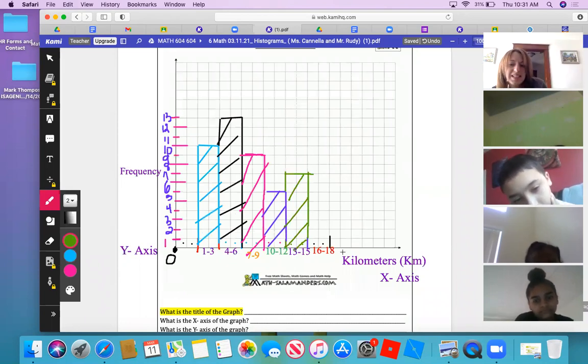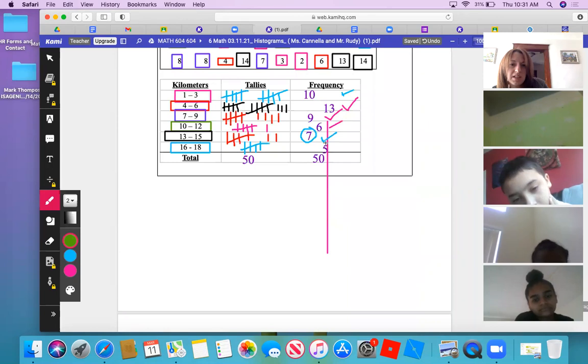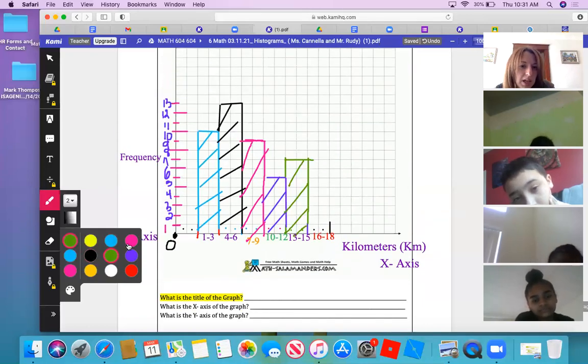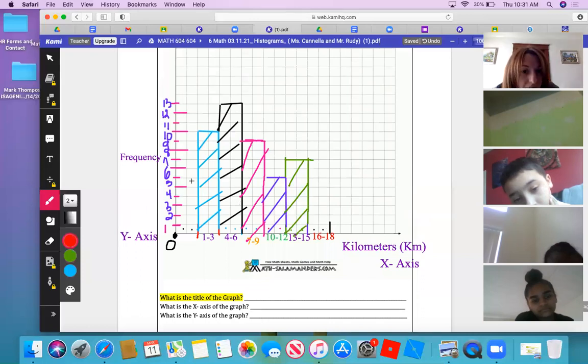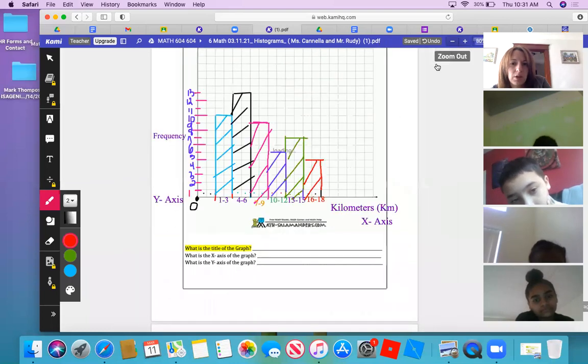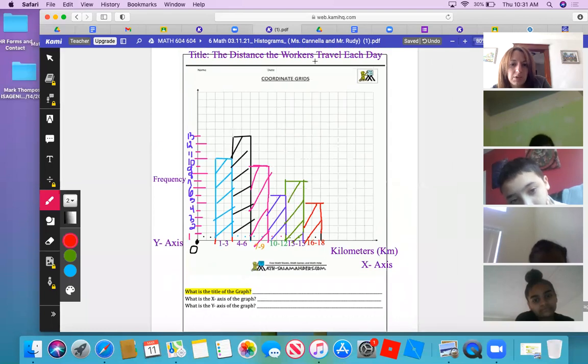And last but not least, 16 through 18. Rameses, how many times does that show up? 5. Okay, so I'm going to go to 16 to 18. I'm going to do red this time. 5, Rameses said. So we're going to go to 5. Good job, Rameses. And there we go. But we're not done yet because now we got to answer the questions, right? So this is what the histogram will look like. If you notice, it has a title. We have an x-axis that's labeled, and we have a y-axis that's labeled. And all the numbers are in the correct spot.